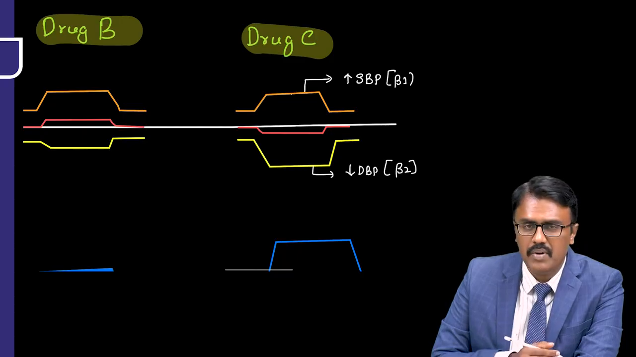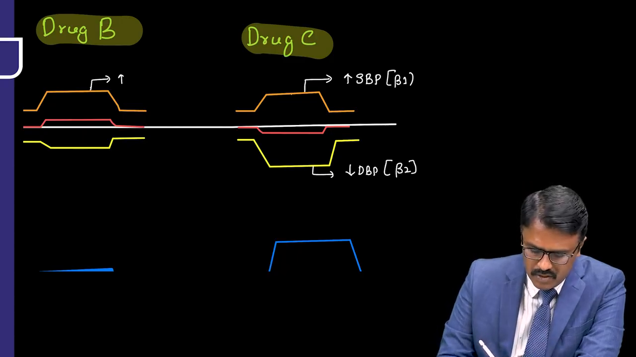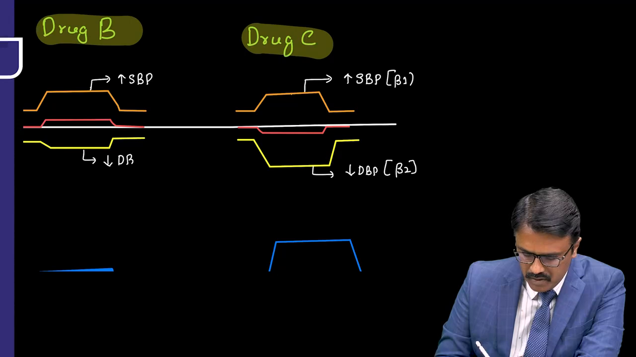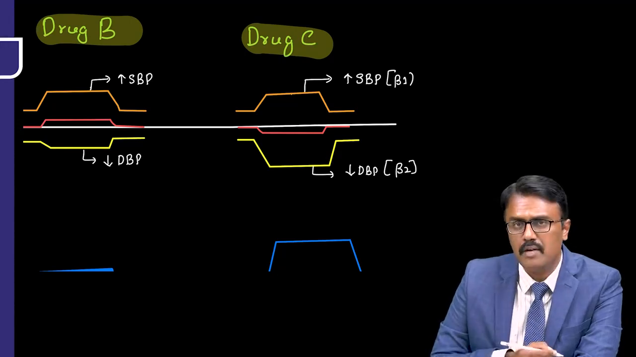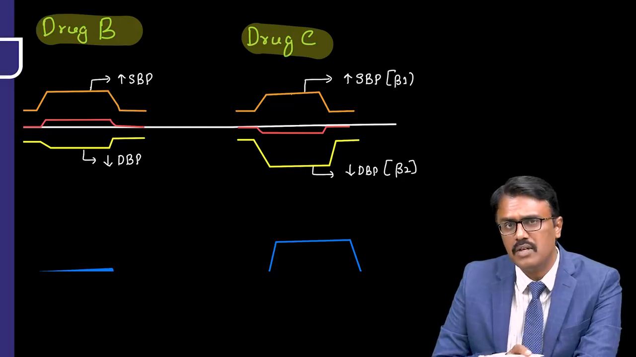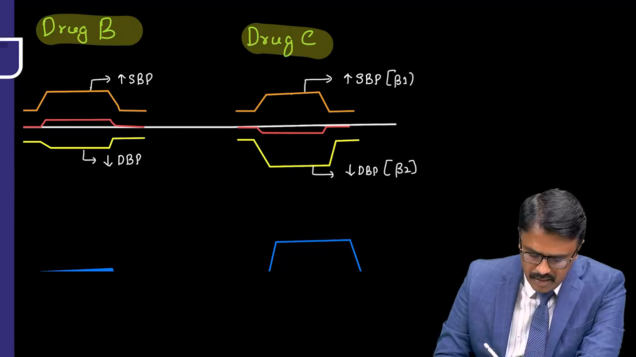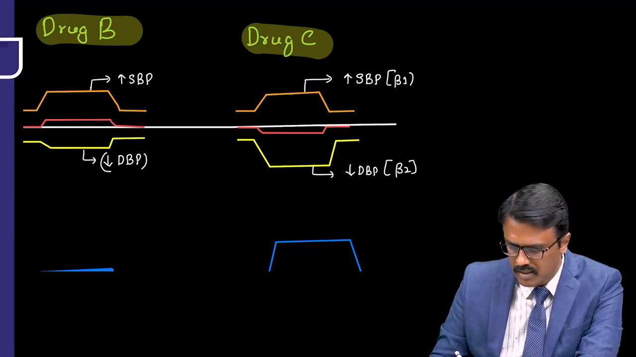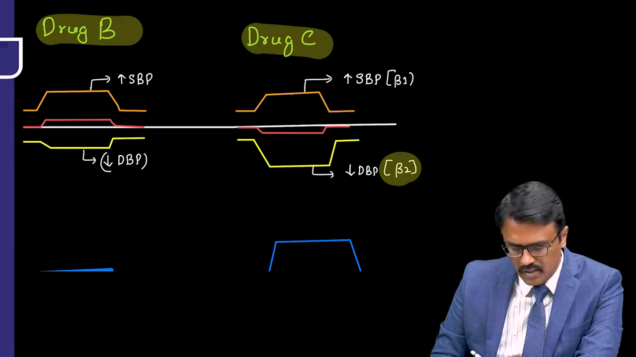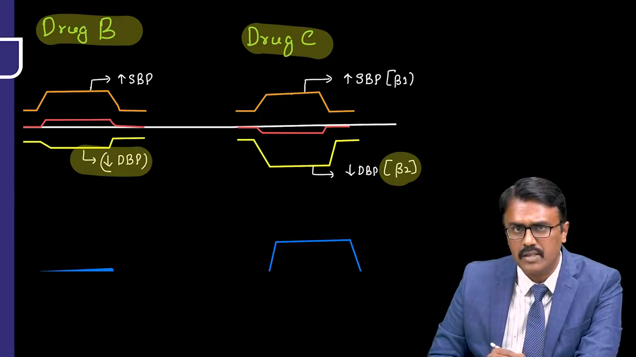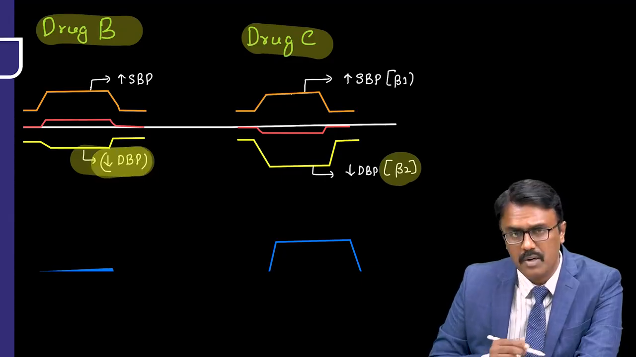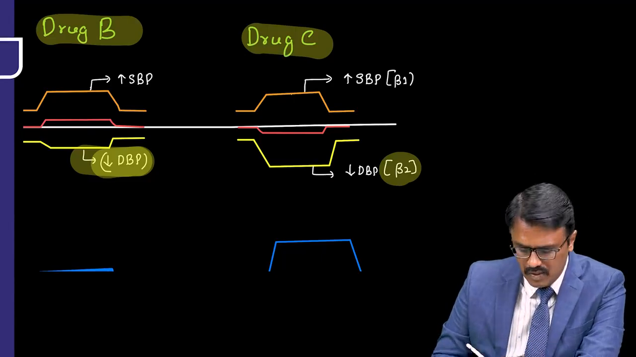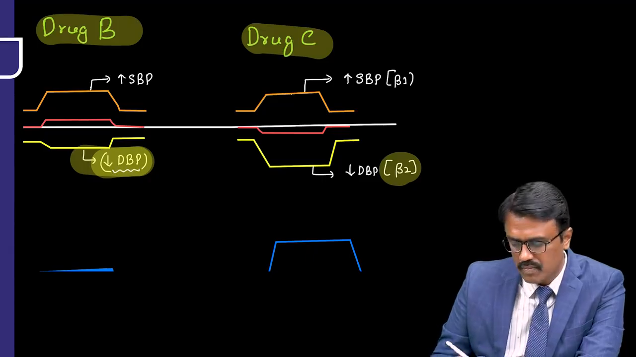Now let me take drug B. Drug B is also increasing systolic blood pressure, and also decreasing diastolic blood pressure. So there are chances that drug B and drug C may be adrenaline and isoprenaline. You can analyze that by the drug which decreases diastolic blood pressure more. The one with more beta 2 action is isoprenaline. Adrenaline also has beta 2 action, but the decrease in diastolic blood pressure is not too much because it also has action on alpha 1. So the fall in diastolic blood pressure is minimal compared to isoprenaline.